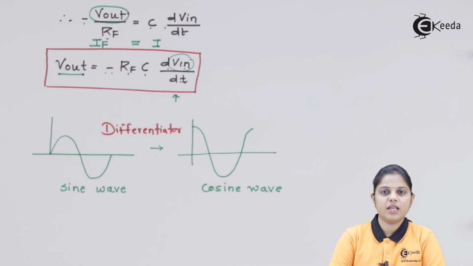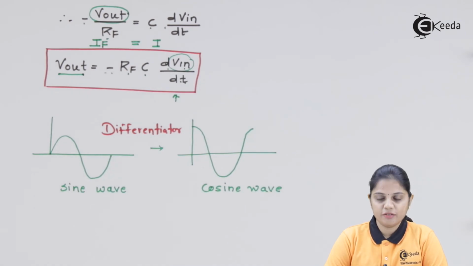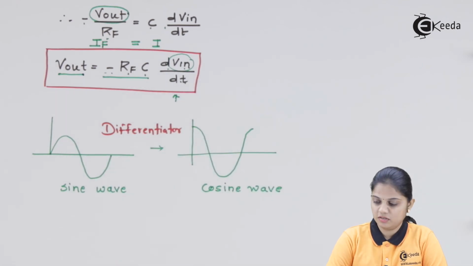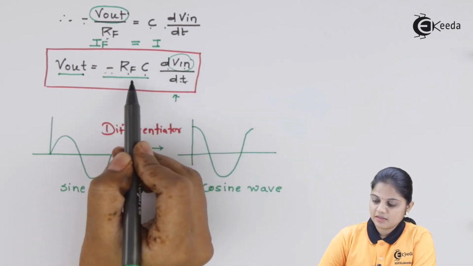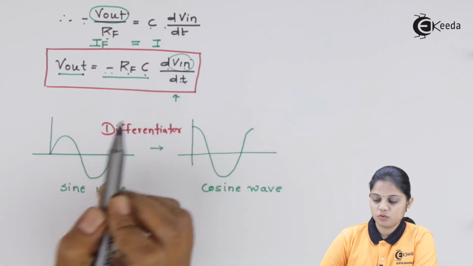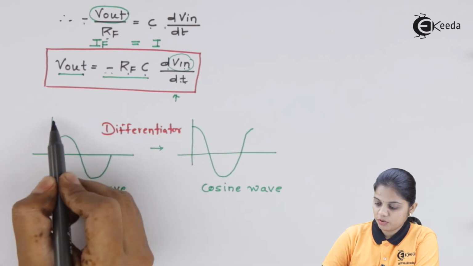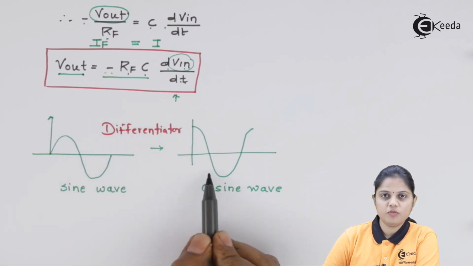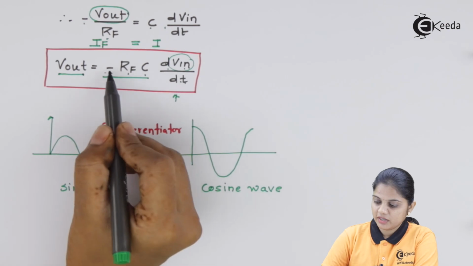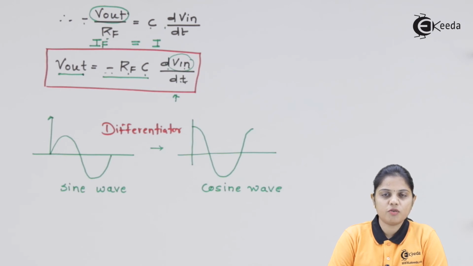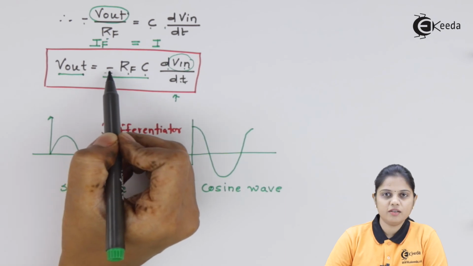Hence the name for this circuit is differentiator, and here RFC is nothing but the time constant. This time constant is a scaling factor to scale the input voltage. As an example of a differentiator, if the input is a sine wave, your output will be a cosine wave. The negative sign indicates the inverting configuration. Since the input is given to the inverting configuration, your output voltage will be 180 degrees phase shifted. Hence we have the negative sign.